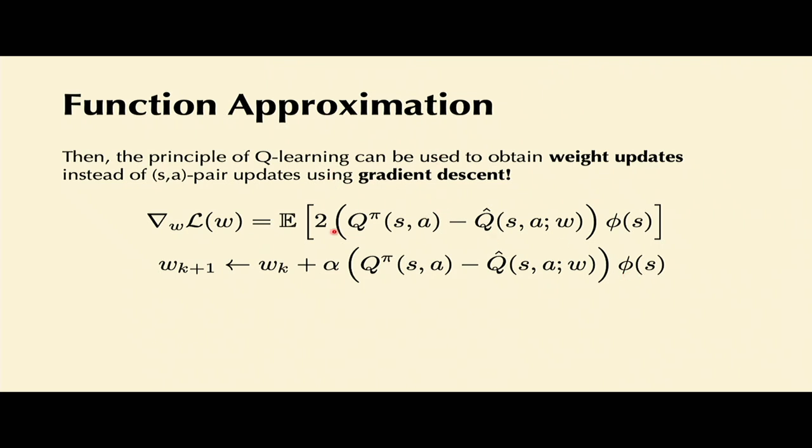So here I compute the true gradient. The true gradient is the expectation of the feature vector times the error between the true value and the estimated value. And what you want to do is update the weights towards this gradient. But you're going to need to estimate this, because we don't know what Q pi of S and A is.